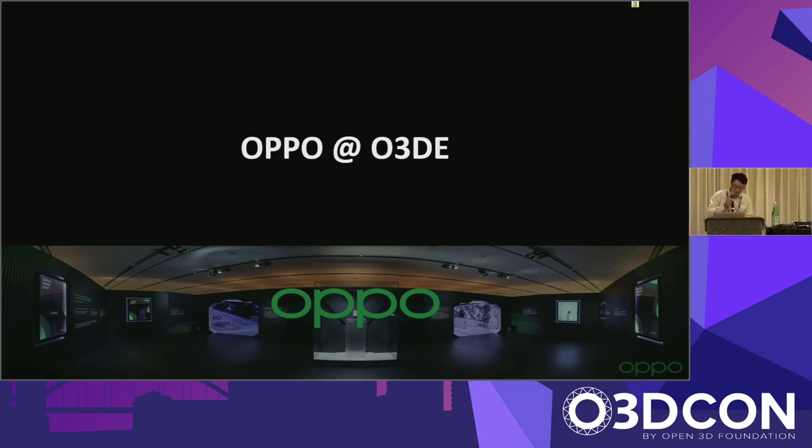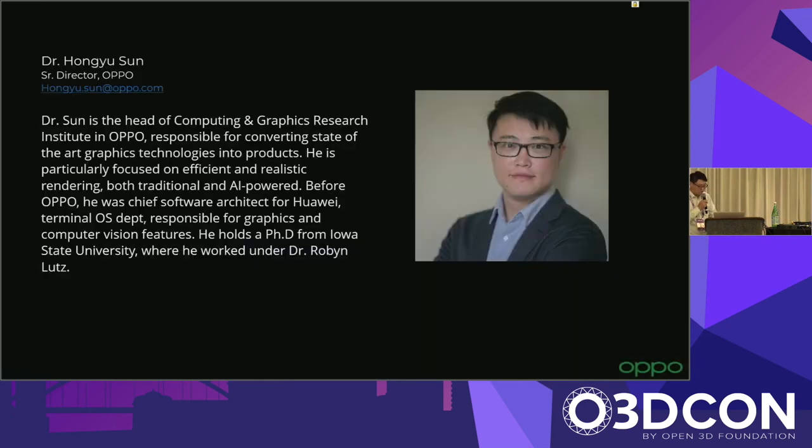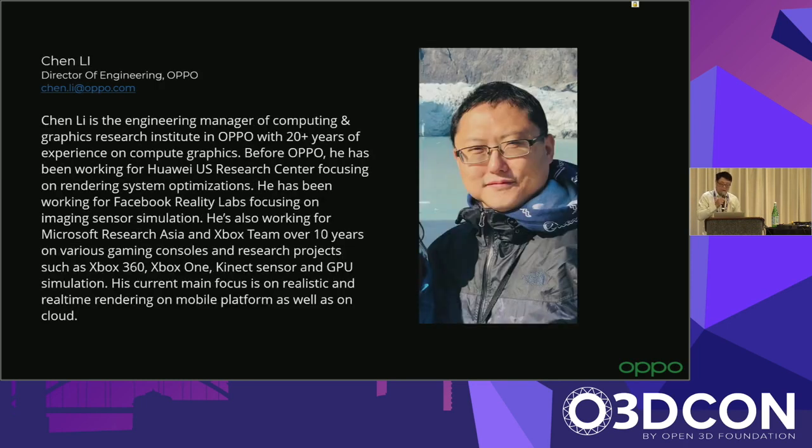Cool. Hi, thank you. Since I have some slides to show, I can briefly go through them before the discussion. From Oppo, my name is Hongyu San. I also have Chen Liu here, who joined O3DE. We both came from the Computing and Graphics Research Institute at Oppo. Our team is located in Seattle. I'm the head of the team and have worked on graphics for many years. Chen is also an expert who has worked in graphics for 20 years. And we both previously came from Huawei.